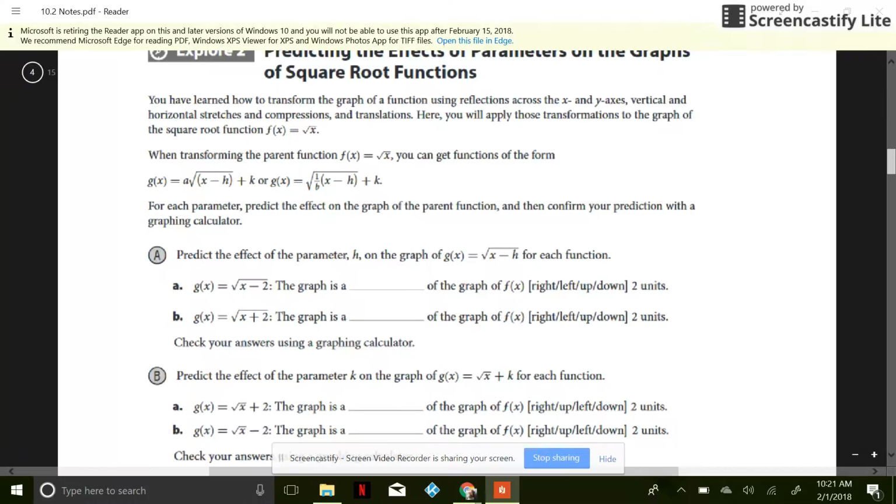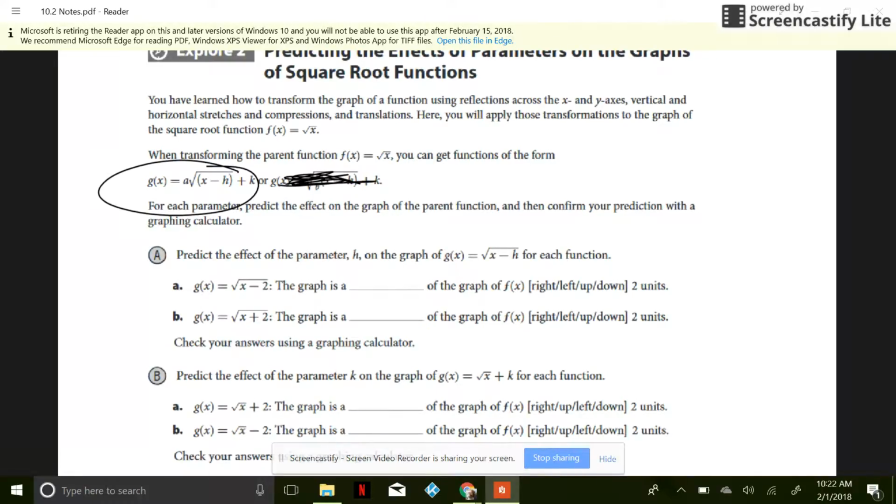So we've learned how to transform the graphs of functions using reflections, vertical stretches and compressions, and translations. We're going to apply these same types of transformations to the graph of the square root function. So remember, we don't deal with horizontal stretches or compressions. We only deal with the vertical. Any type of square root function is going to look something like this function g of x.